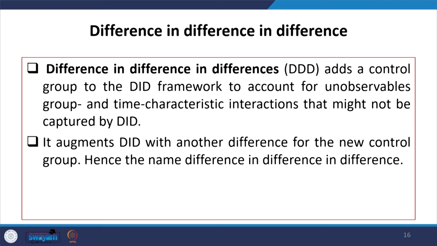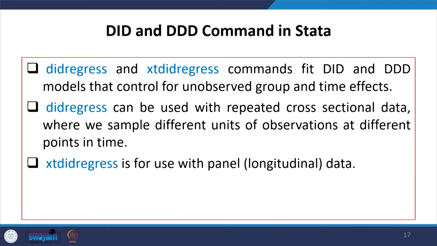DID with another difference for the new control group, hence the name difference in difference in difference is referred to or discussed. Here are some of the important commands essential in running the DID, or triple D. We are not running them at this moment per se, but you may follow the latest software. It already contains all those details. In the previous software you will not find that; you have to give some proxy or other direction. At this moment we are simply guiding based on the latest starter software that has been published.